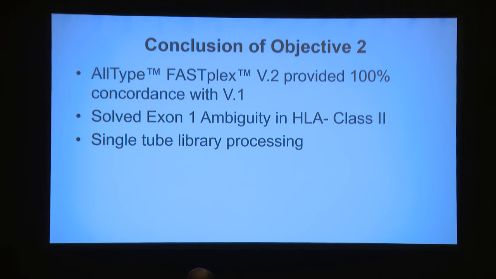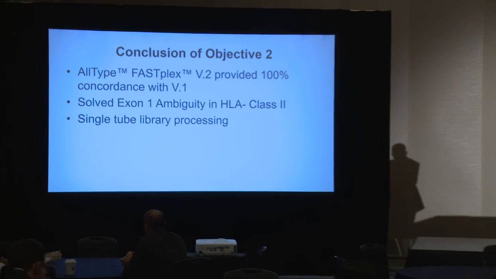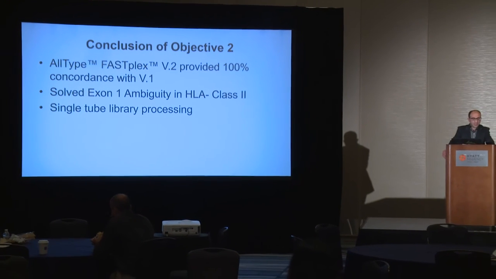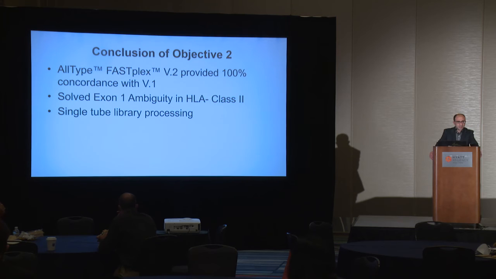So the conclusion of objective 2 is that the FASTplex version 2 provided 100% concordance comparing it to version 1. It solved the exon 1 ambiguity in HLA class 2. And now it's no longer an issue for big labs. Now you can pool the samples into one single tube.